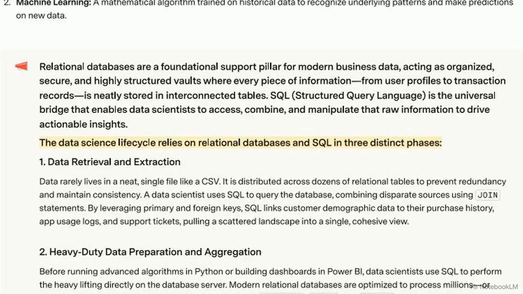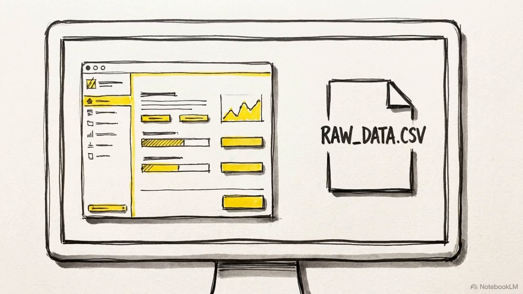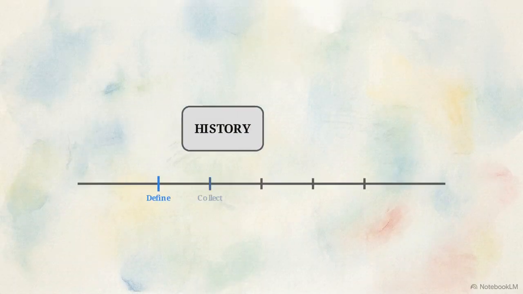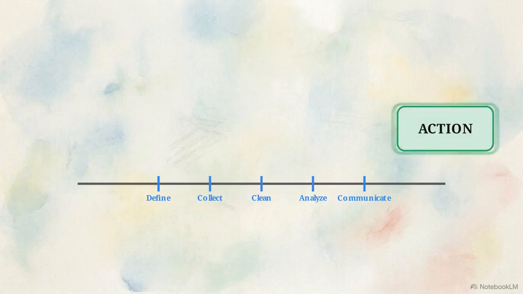Success in this field requires a clear blueprint. As this highlighted text shows, the data science lifecycle relies on structured foundational phases. A data model serves as the blueprint for how we organize tables and variables to extract clear insights. To follow along with this build, make sure you have Power BI Desktop open and a raw CSV dataset ready to import. This framework is a practical method for turning historical records into decisive business actions, prioritizing results over abstract theory.